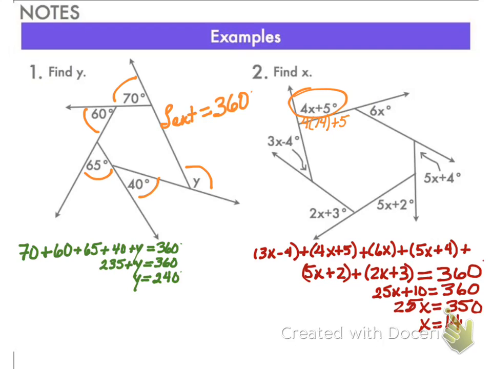Now, if you were asked to find each angle, then you would need to plug that 14 back in. You can see here I've substituted the 14 in. 4 times 14 plus 5 equals 61. I would do that for all of them all the way around. So 6 times 14 is 84, 74, 72, 31, and 38. Any questions?